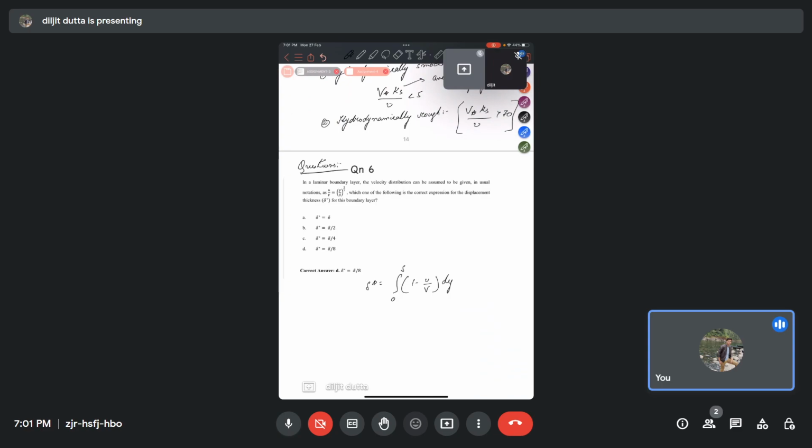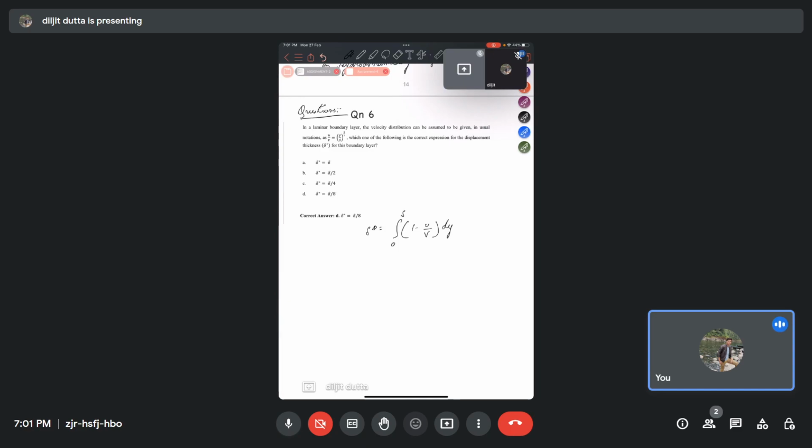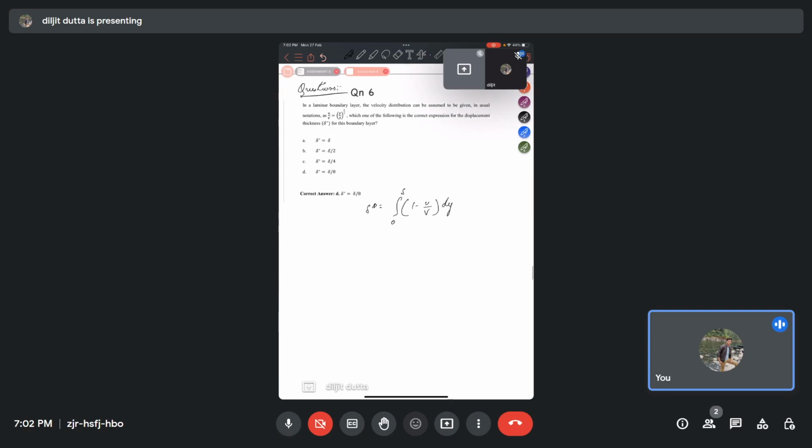Okay, so let us solve one or two questions. In a laminar boundary layer, the velocity distribution is assumed to be given as u by v equal to y by delta to the 1 by 7. Which of the following is the correct expression for the displacement thickness delta star of the boundary layer? The delta star is given as the integral from 0 to delta of 1 minus u by U dy. So we will replace it with 1 minus (y by delta) to the power 1 by 7 of dy.